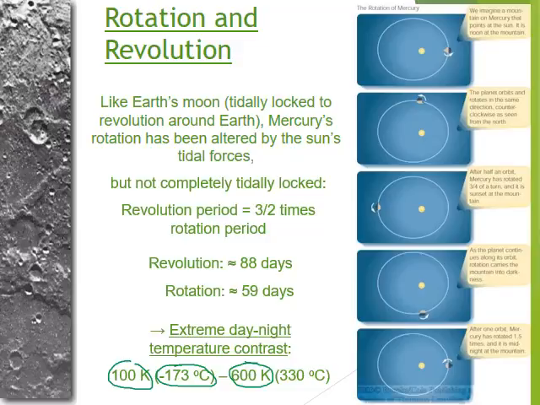Part of the reason why we don't have a huge temperature contrast from day to night here on Earth is, A, because we have an atmosphere, and B, because we rotate relatively quickly. We're only in darkness for a maximum of 12 hours before we start seeing sunshine again.